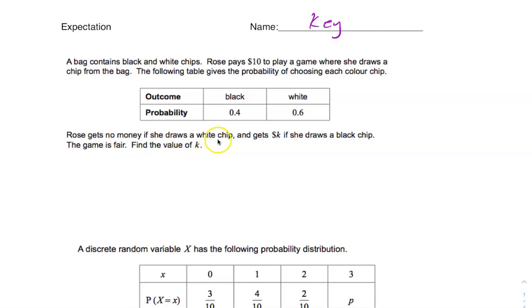Rose gets no money if she draws a white chip. So that means the value here, where we put our X, our value for white is 0. And she gets K if she draws a black chip. So my value for black is going to be K.